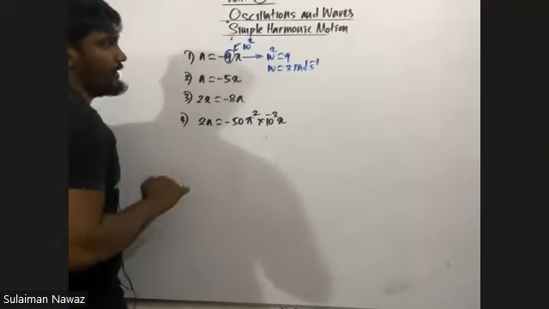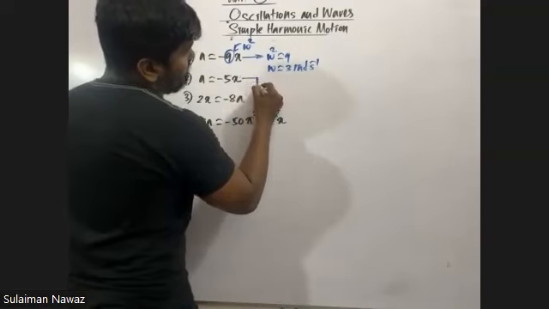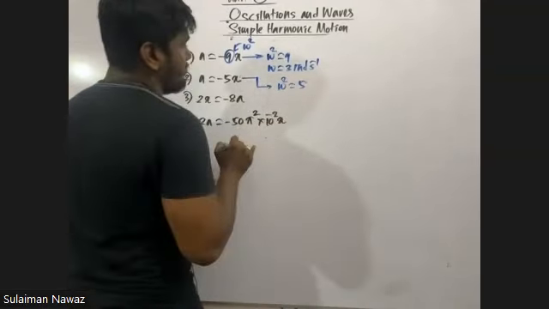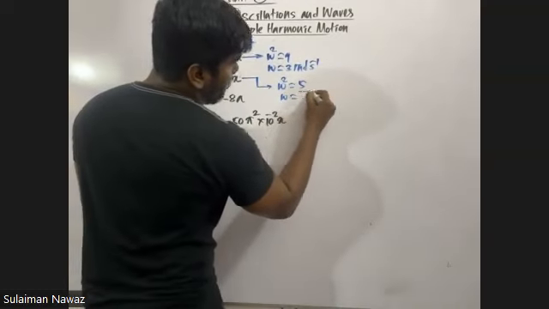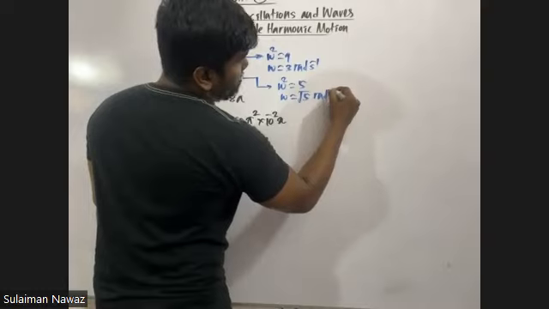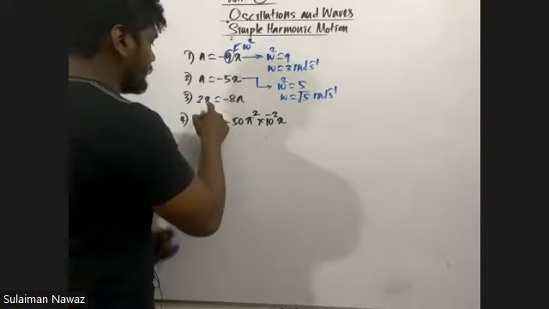Then here, what is the omega value? Second one, omega squared equals 5. That means omega equals root 5 radian per second. You find the value of root 5. It's not difficult. Then this one, third one.